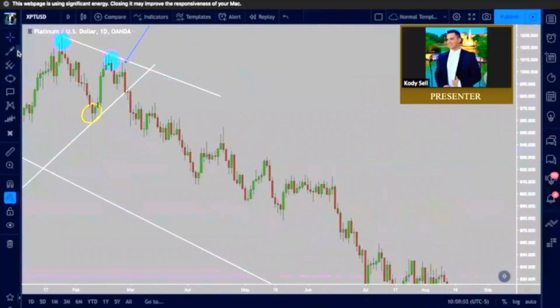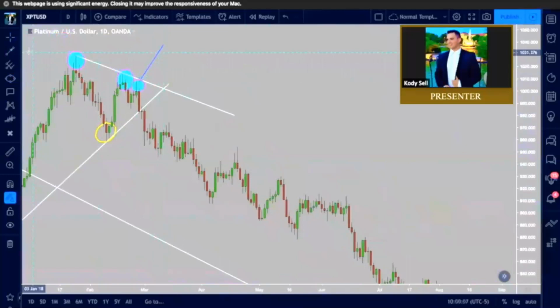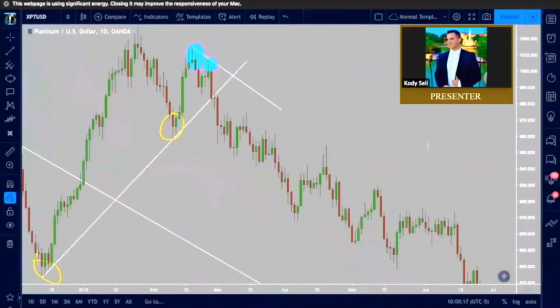Matter of fact, why don't we connect our two newest peaks right here? Go ahead and connect these. So we'll use that wick and that wick. Let me get rid of this previous one right here. We'll get rid of this. Okay, now look. All right, teaching moment.